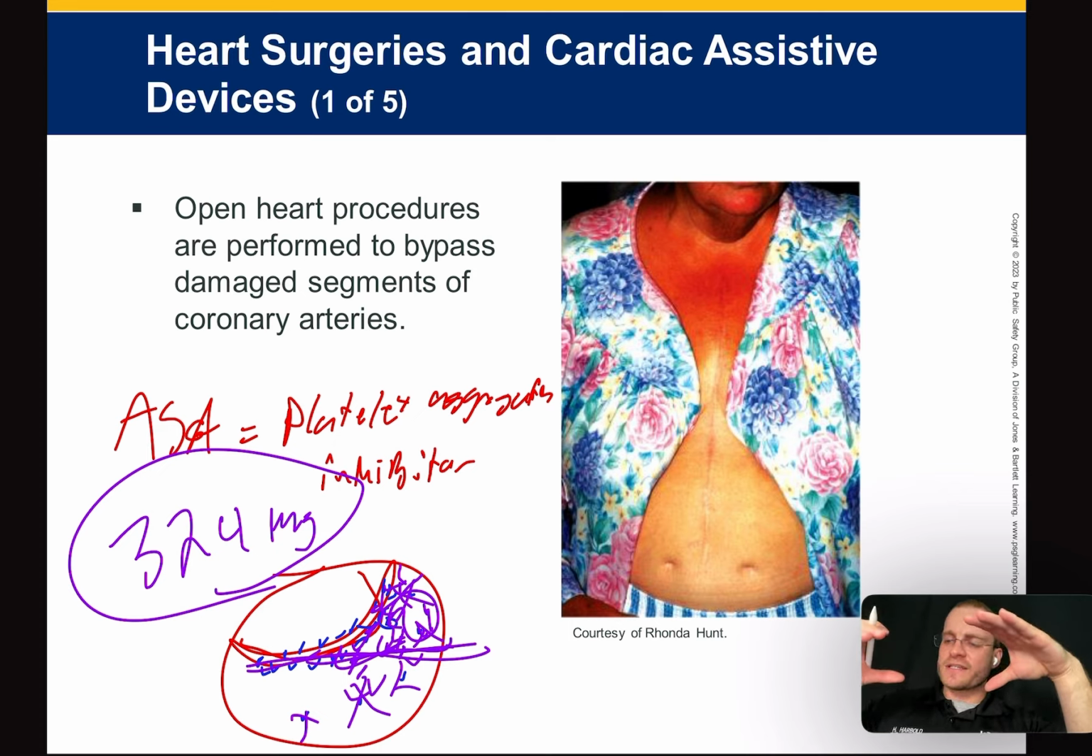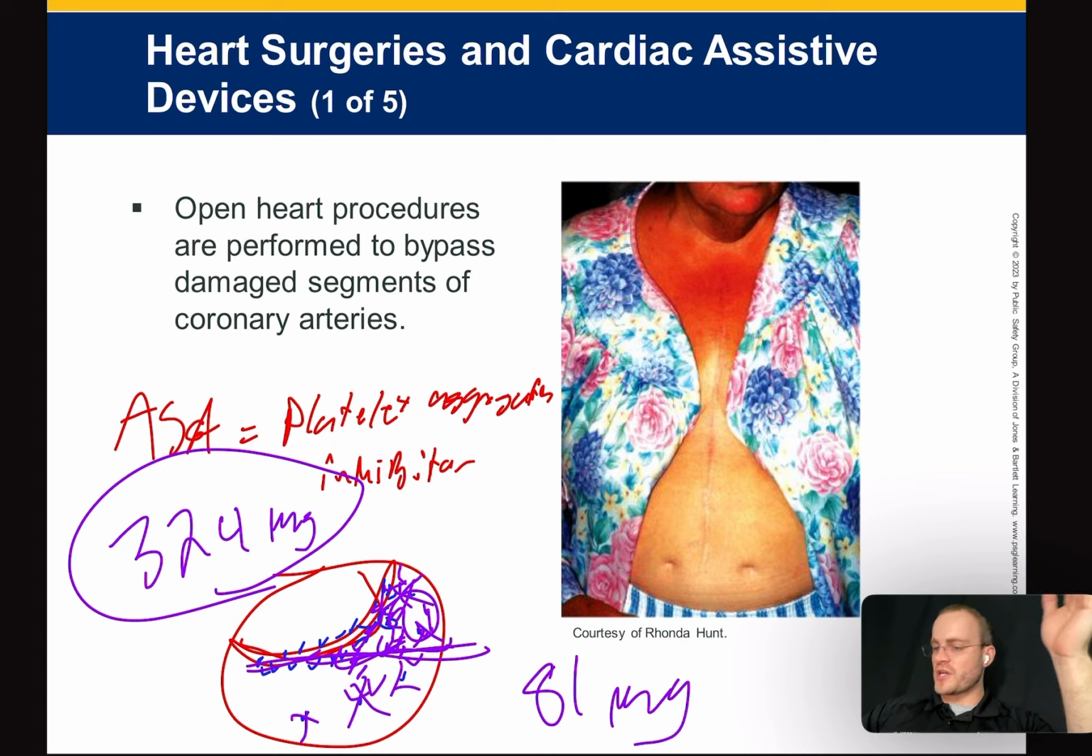The idea of this is to decrease platelet aggregation. Where I'm getting at with this is, say the patient says, oh, I take a baby aspirin every day, which is 81 milligrams. You're still going to dose the patient up to the 324. And a lot of times you'll give 324 anyways. So you'll give all three baby aspirin.